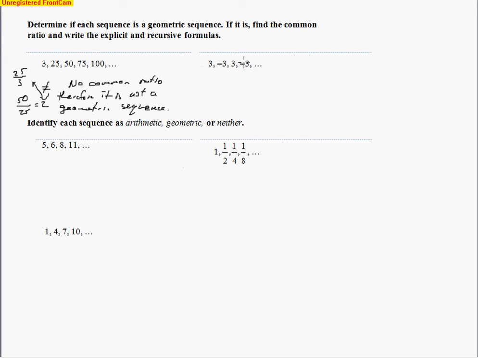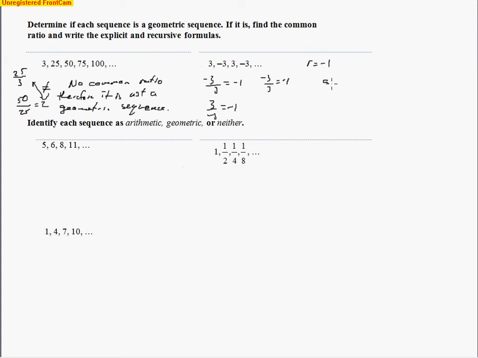So let's take a look at the next one. Here we'll do negative 3 over 3 makes negative 1, but check the others. Make sure they're all negative 1. 3 over negative 3, yep, that's negative 1. The last one is as well. Negative 3 over 3 makes negative 1. So I know my common ratio is negative 1, so they want the explicit formula.